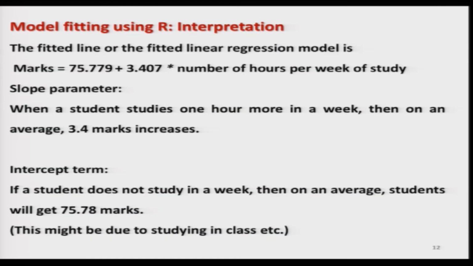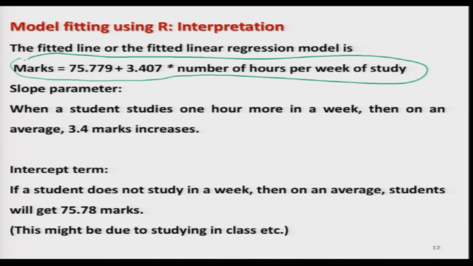Now, what is the interpretation of this thing? What is the use of this thing? Once you have obtained this fitted model, here the value of slope parameter is 3.407. As we had discussed, beta 1 is the derivative of the expected value of y with respect to x. So, this is 3.407. Beta 1 is indicating, actually this is the value of b1, that is the value of beta 1 which is obtained on the basis of the sample.